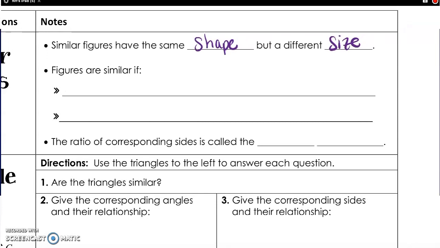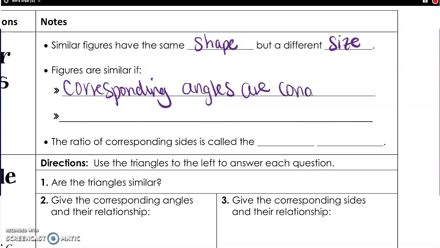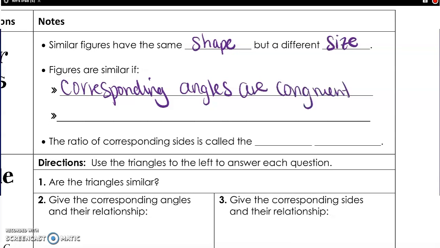The first is that corresponding angles are congruent. Corresponding means the one in the same place, and congruent means the same or equal.